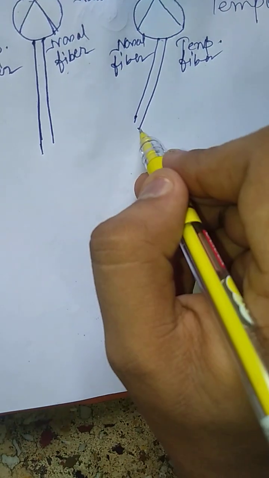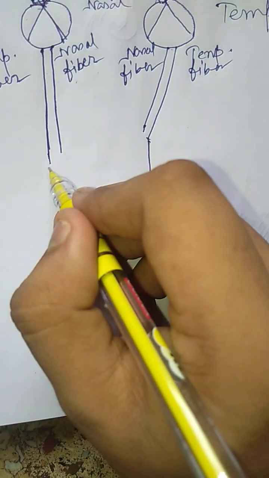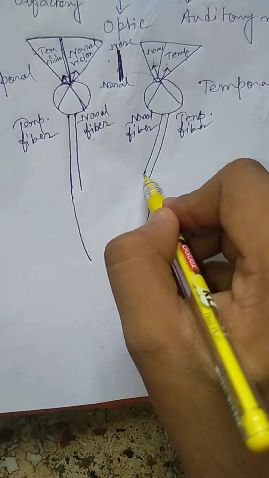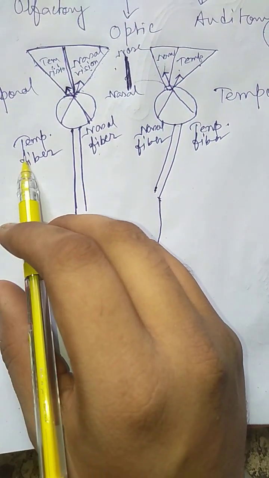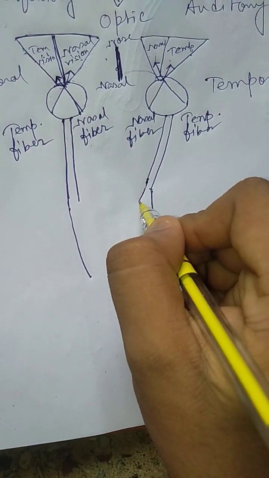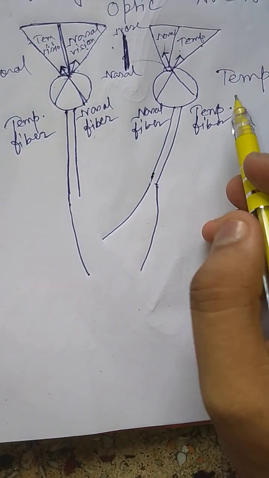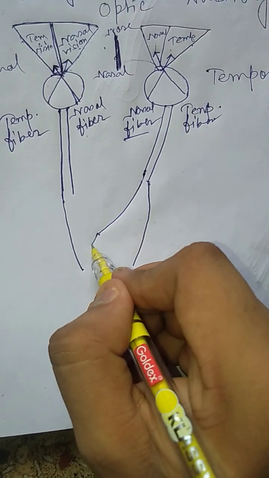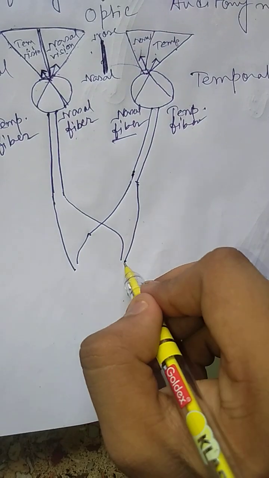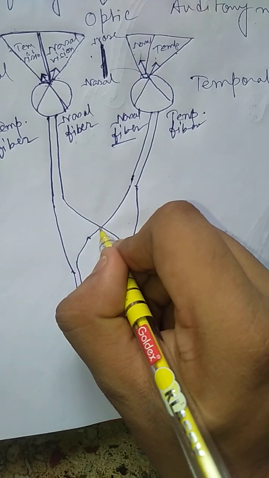The temporal fibers come down a little bit straight, but the nasal fibers do not come straight like the temporal fibers. They change their path. I mean, the right nasal fiber goes to the left side and the left nasal fiber goes to the right side, but the temporal fiber doesn't change its way. This is called the optic chiasm.